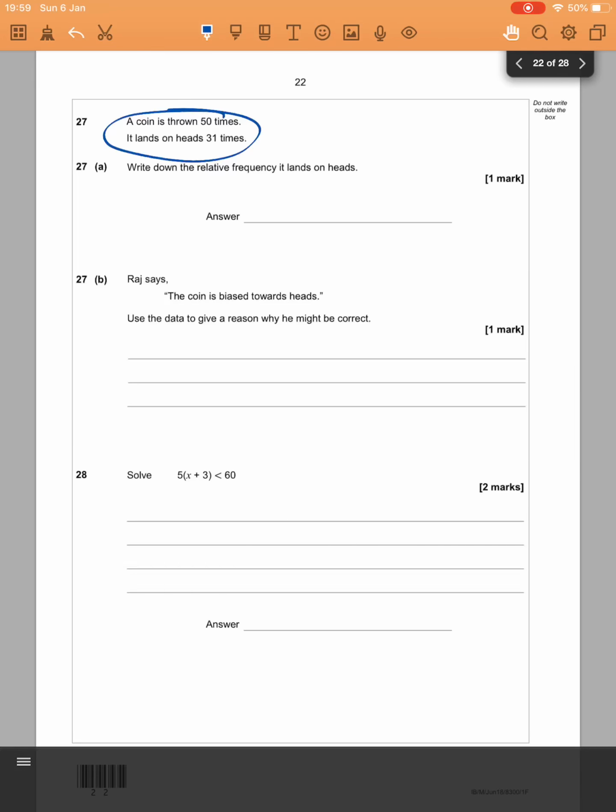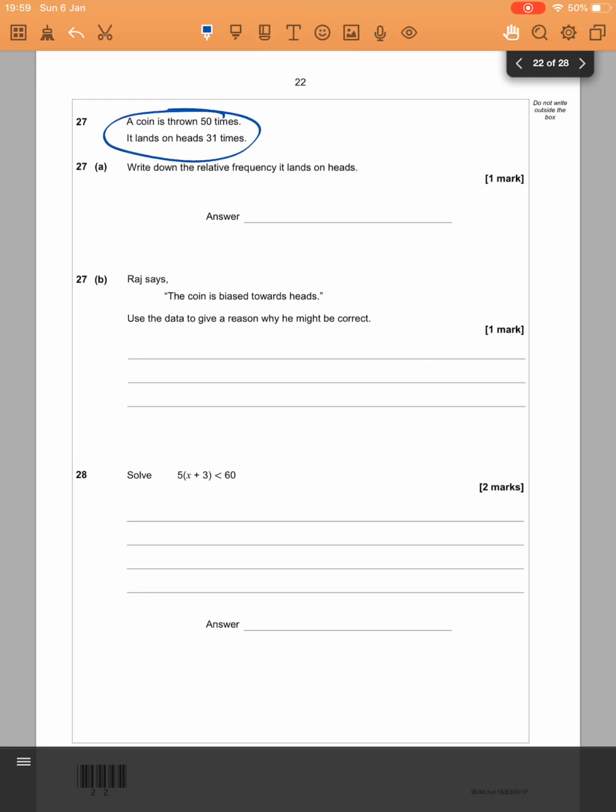Raj says the coin is biased towards heads. Use the data to give a reason why he might be correct. Well, he might be correct, he might not be. It's not a very big sample, but you can give a reason why he might be correct that the coin is biased, because if you flick a coin 50 times, then how many heads should you get?